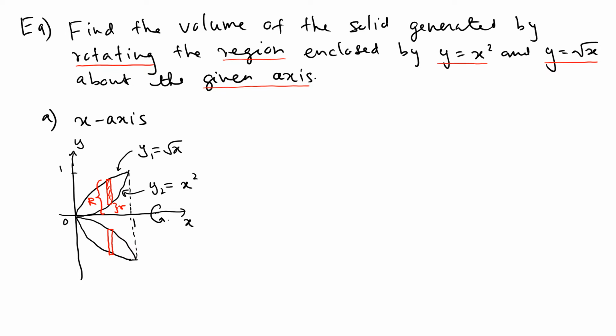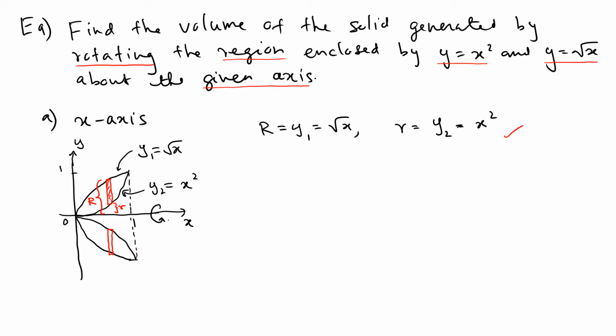Okay, now what we're going to do is find the two radii. So let's start with the large radius. The large radius is the y1 coordinate, which is simply square root x. The smaller radius is the y2 coordinate. It's just the y coordinate of the function, which is equal to x squared. Okay, that's what the formula says. So we know the two radii now.